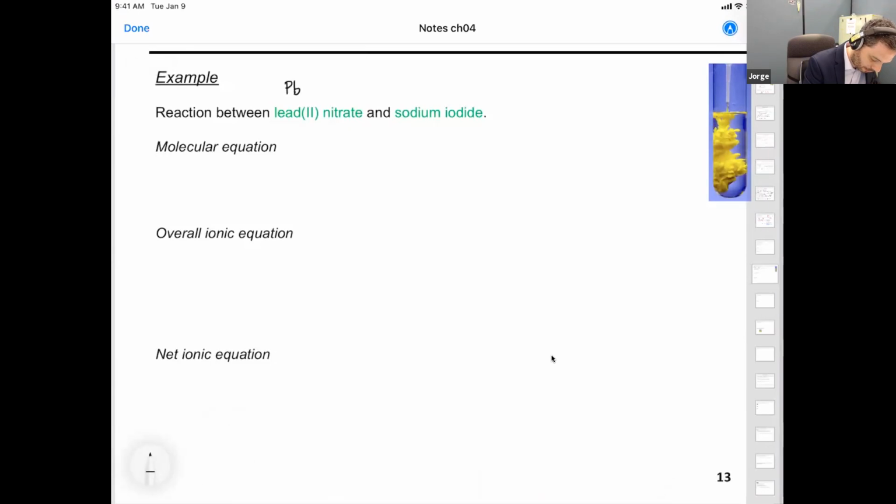Again, lead, Pb. The number 2 here indicates that this is a 2 plus cation. Nitrate is always 1 minus. Cross the charges, therefore we have Pb(NO3)2. And this salt is going to react with sodium iodide. Iodide is I minus. Sodium belongs to group number 1, therefore it's 1 plus.